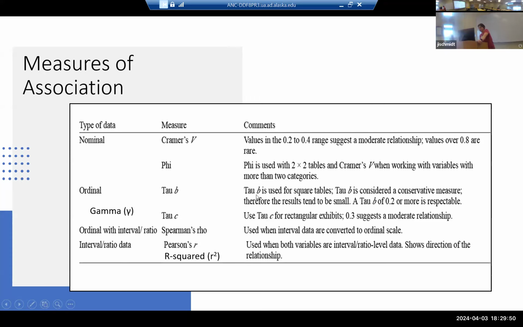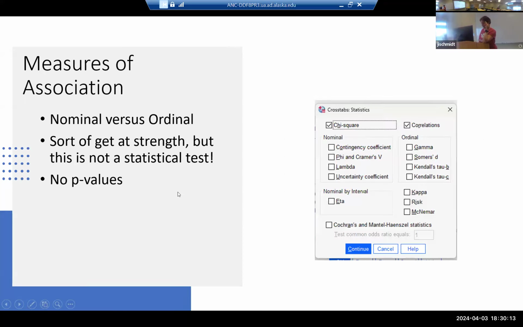Unless you qualify for these tau B or tau C, but the default here is lambda and then gamma. And then as I mentioned, if you have interval data, Pearson's R is what you're gonna use for that. So for nominal, lambda; ordinal, usually gamma for your measures of association.